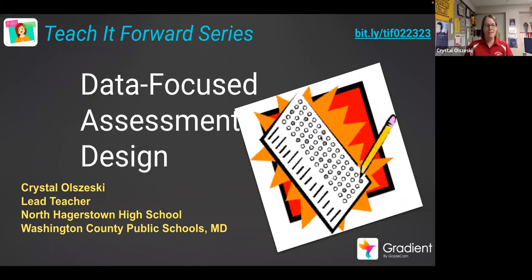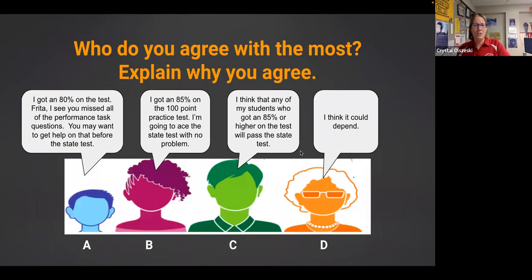All right, thank you. We're going to talk about data-focused assessment design. To get us started, I want you to think about this question: what do you agree with the most, and explain why. Think about why you are agreeing with that person. We have 4 people here, A, B, C, and D, with a little blurb of what they're thinking about a recent test that was taken. Who do you agree with most and why?